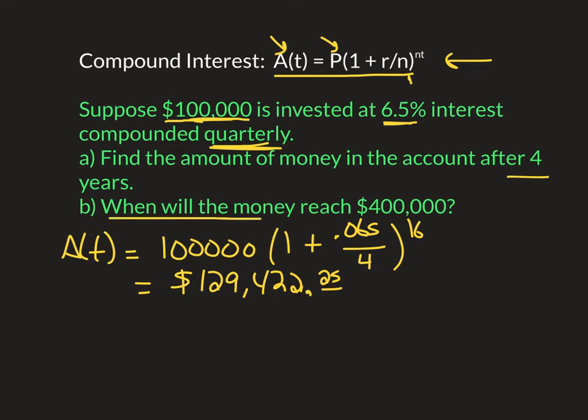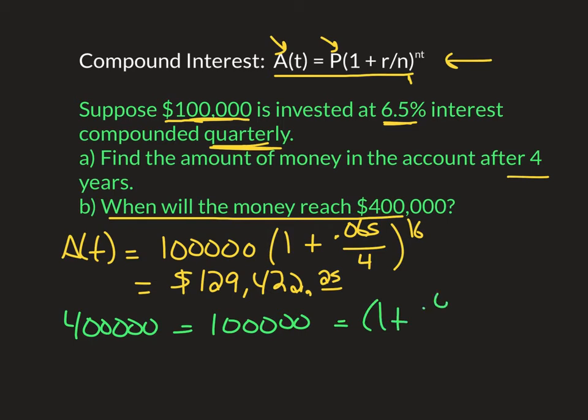Part B, let's go backwards now. When will the money reach $400,000? So the difference on this part is you're looking for the time. So I'm going to put the 400,000 over here. That's the final amount. The initial amount is still 100,000. Everything is still the same except for one thing. I know the exponent is 4t because it's n times t, but I don't know what t is.